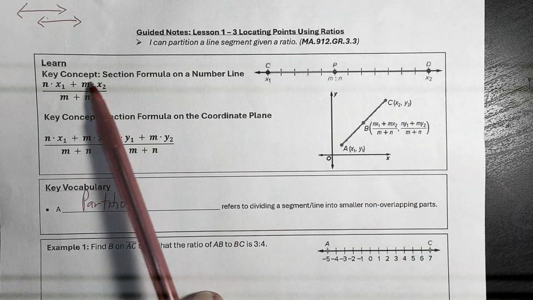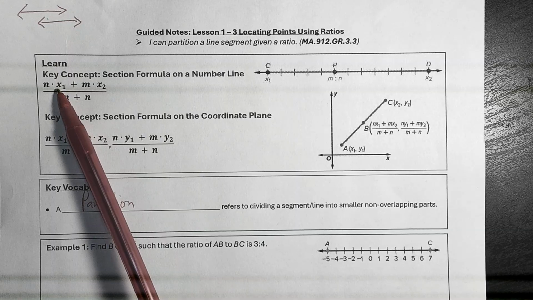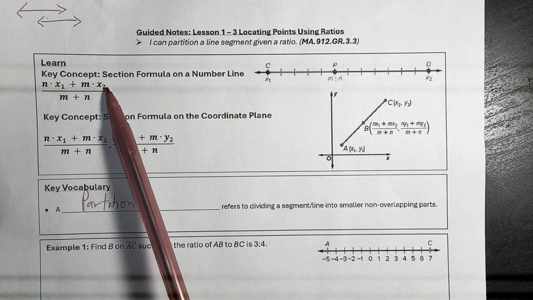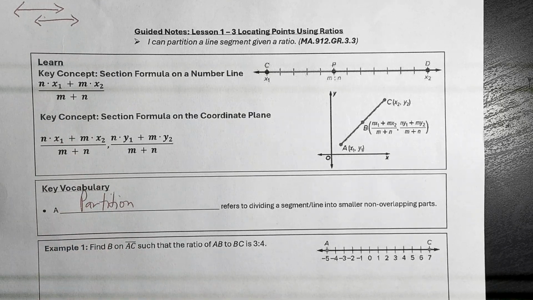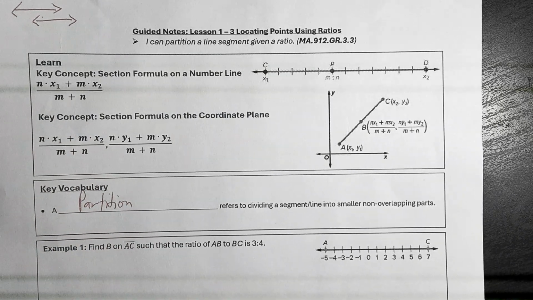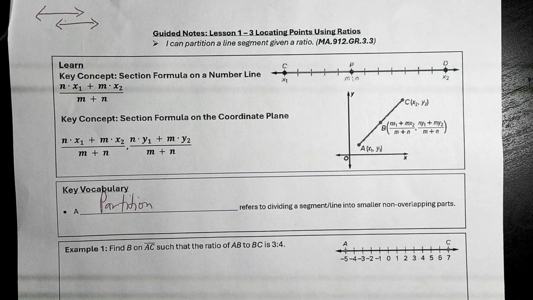And this is the formula we're dealing with. You're going to take N times your x of 1 plus M times your x of 2, divided by M plus N. All right, I know that's a lot of letters, and some of you don't like the letters. It's okay. Bear with me. We're going to plug these in. I'm going to show you where to plug them in in the next couple of minutes.